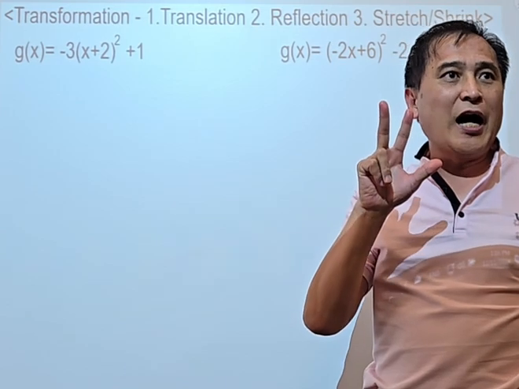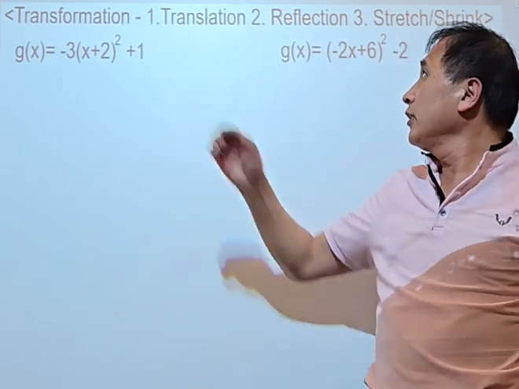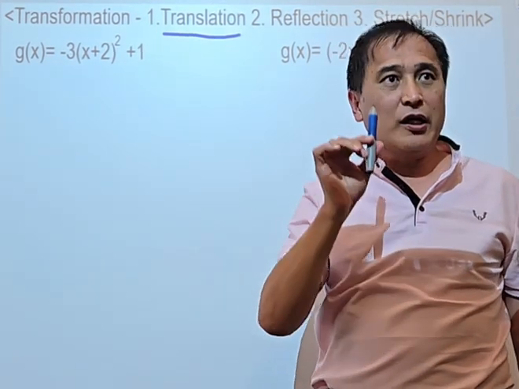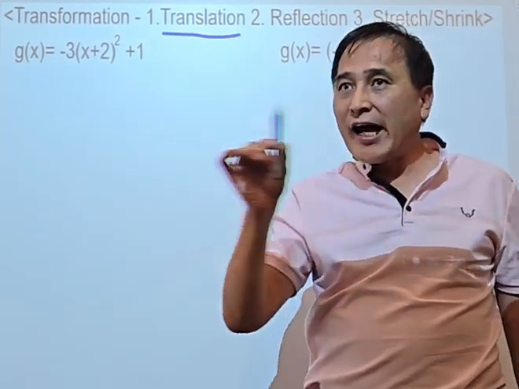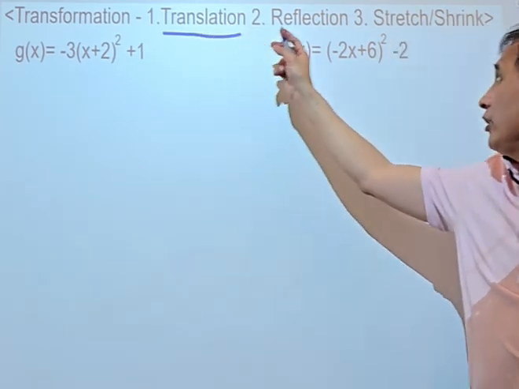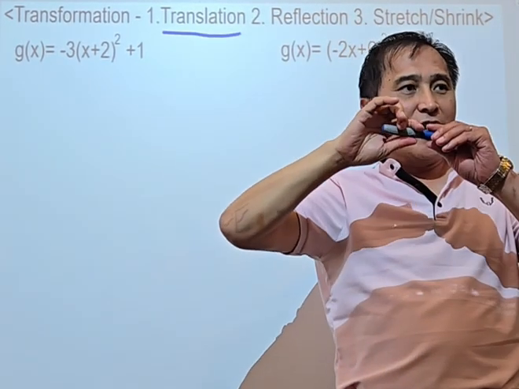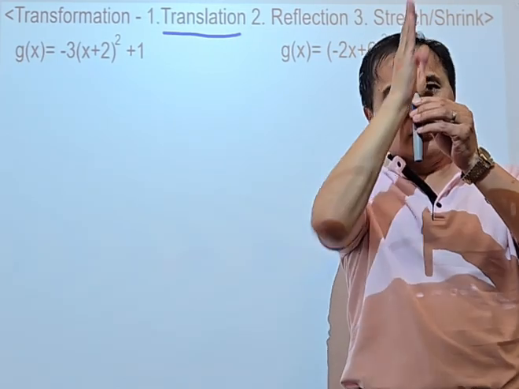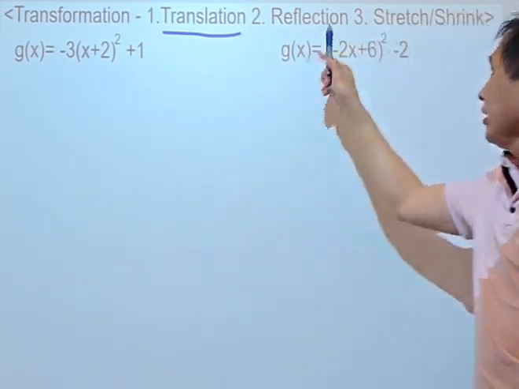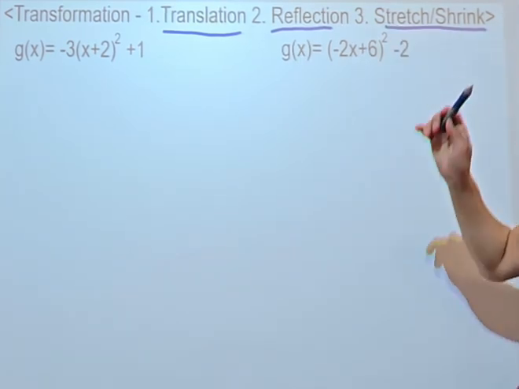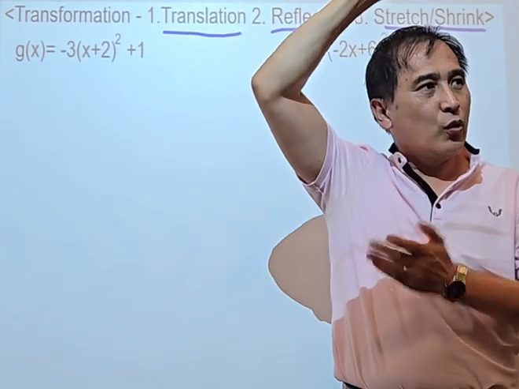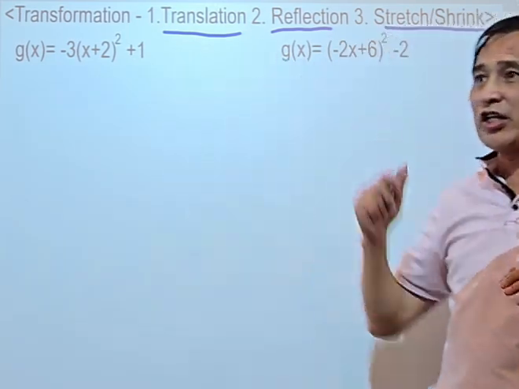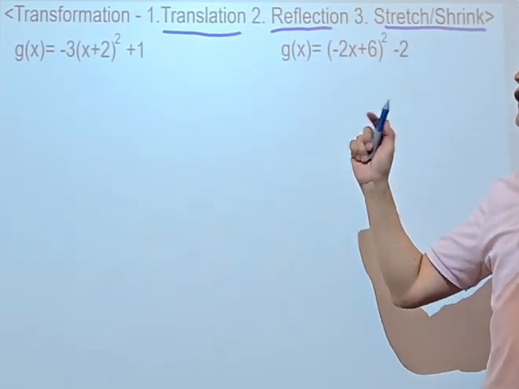There are three types of transformation. One is translation. Translation means you're moving up and down or left to right, so you slide. Reflection is an x-axis reflection or a y-axis reflection. And stretch or shrink means vertically you stretch or shrink, or horizontally you stretch or shrink. Those are the three types of transformation, and we're going to deal with all of them together today.